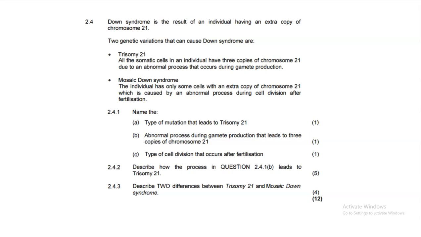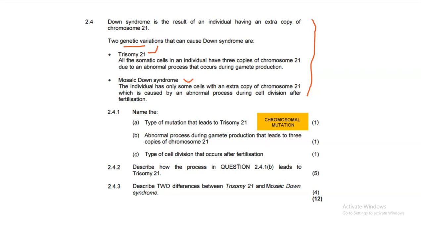They're telling us about Down syndrome here, which is a condition that results in an extra chromosome number 21. They've got two types of variation that occur, which are trisomy 21 and also mosaic Down syndrome. In the first question, they want us to get the type of mutation that leads to trisomy 21. Remember, we've got three different types of mutation: point mutation, frame shift, and whenever a mutation is occurring in the chromosome, we call it chromosomal mutation. That's your lovely 1 mark.